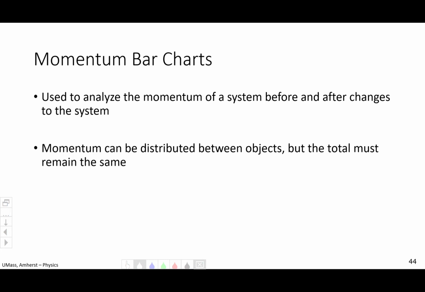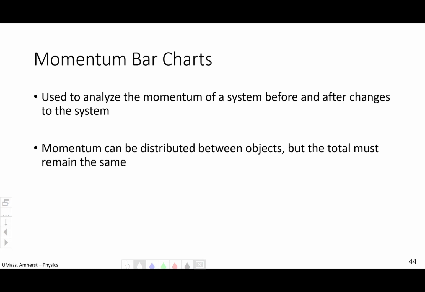So momentum bar charts are used to analyze the momentum of a system before and after changes to the system. Momentum can be distributed between objects, but the total must remain the same. Basically, all of the different types of systems that we're going to analyze in this momentum unit are situations where you start off with some initial conditions, some stuff happens, and then you end up with some final conditions. And most of the time, those final conditions are different than the initial conditions.